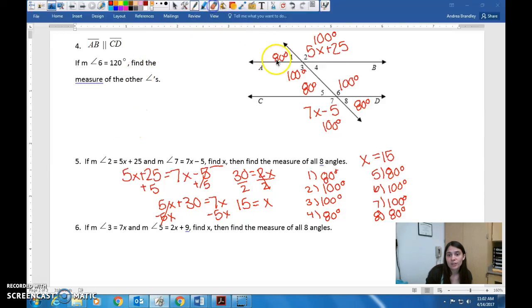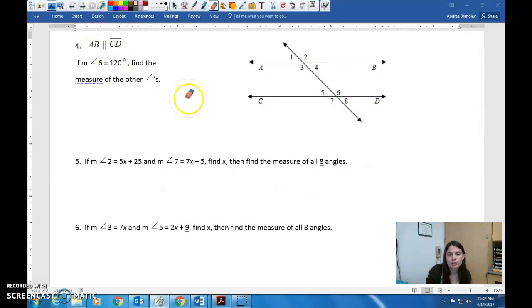So again, I'm going to erase the information I have on here because I'm now given even different information with number 6. With number 6, I'm told that angle 3 is equal to 7x and angle 5 is equal to 2x plus 9. So this time these two angles aren't congruent, so I can't set them equal to each other like I did on problem 5, but they're consecutive angles, which means that they are supplementary. They add to 180. So 7x plus 2x plus 9 is equal to 180.